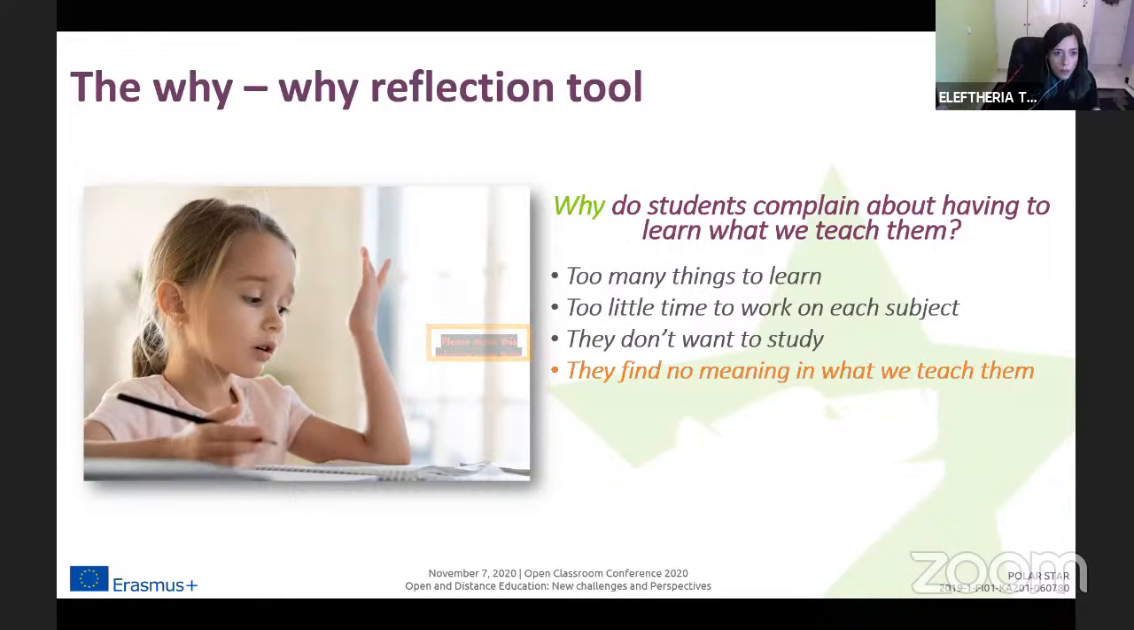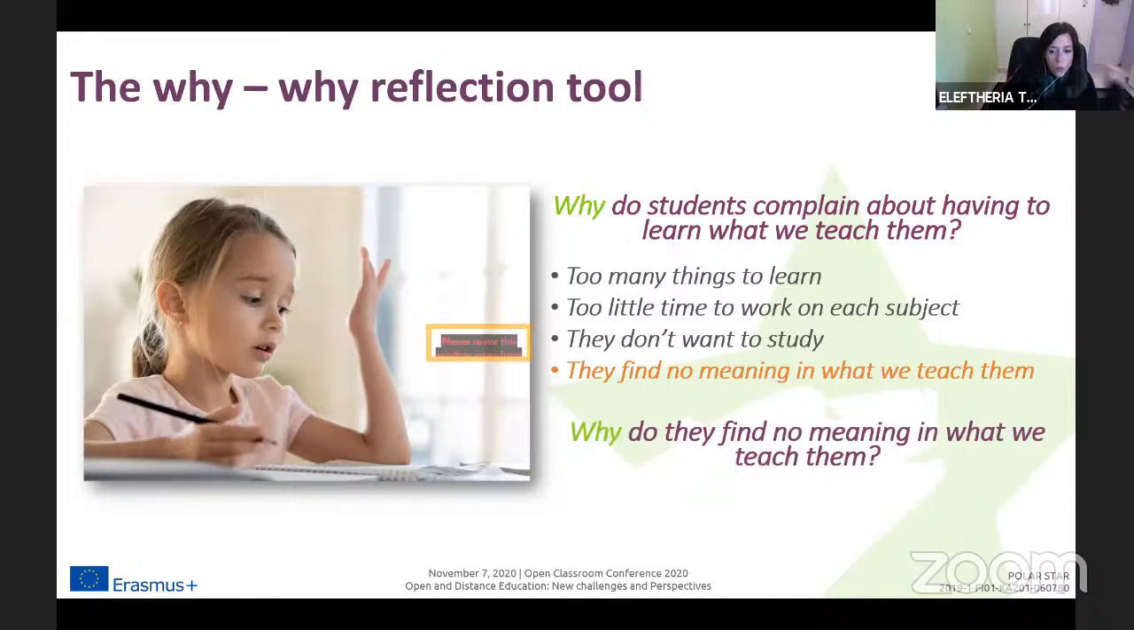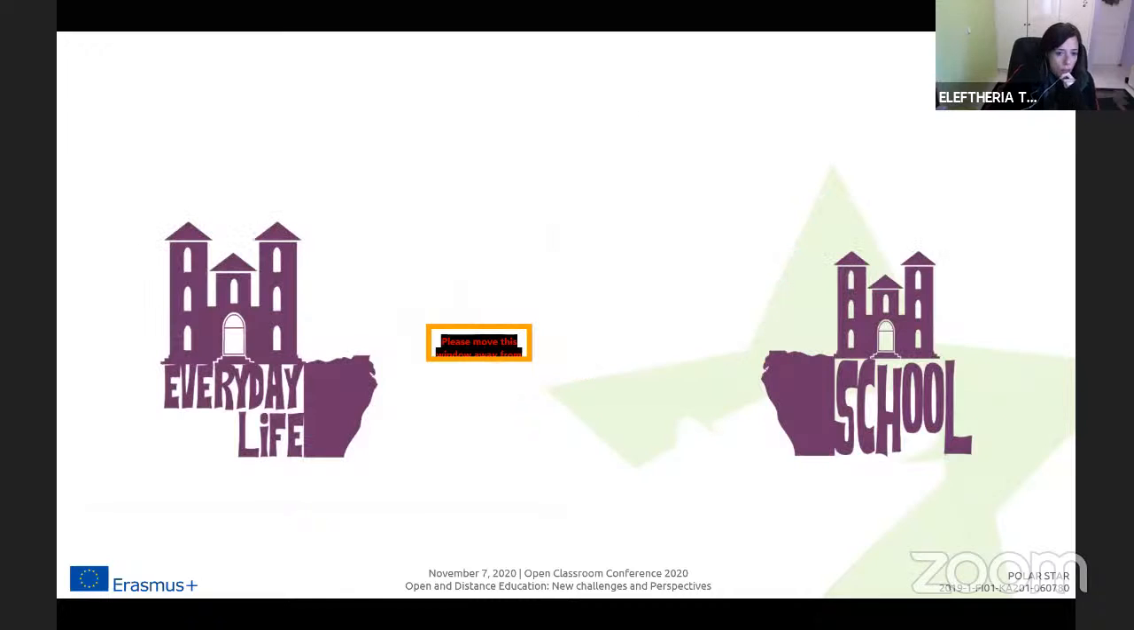So going back to the why tool, why do students complain? One of the reasons is because they find no meaning in what we teach. So why do they not find meaning in what we teach them? And here's what we think. There is a really big gap between school and everyday life.